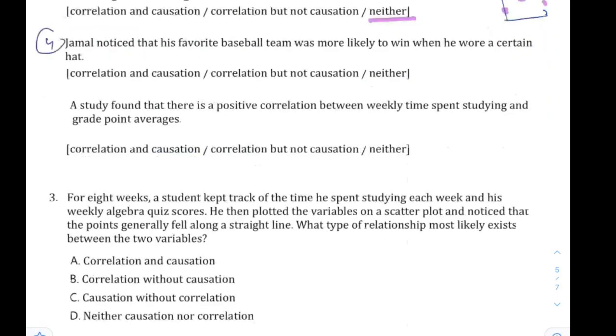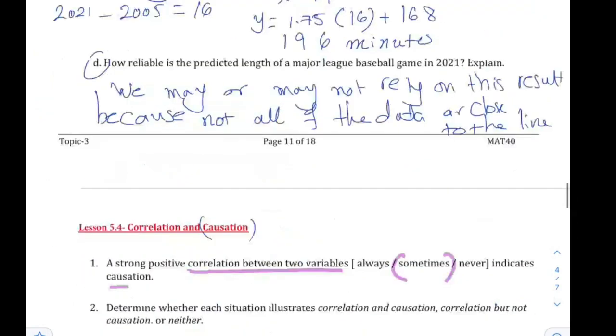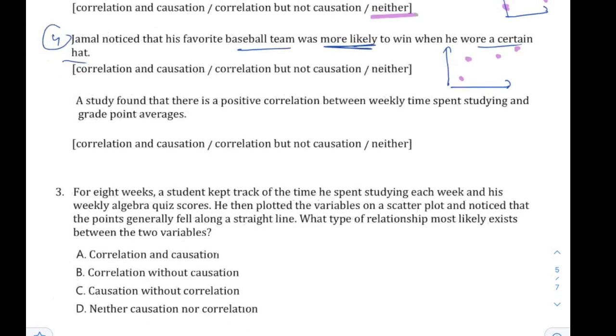Now moving to 4. Jamal noticed that his favorite baseball team was more likely to win when he wore a certain hat. So it is like a kind of luck, and it can happen by chance. Here, if all the team players wear certain hats, it shows that the possibility of winning increases somewhere. But do you think that wearing a specific hat causes the team to win? Of course not. This is not the main reason for winning. Winning means exercising, more time spent on practicing, but it never depends on wearing a certain shoe or certain socks or certain hats.